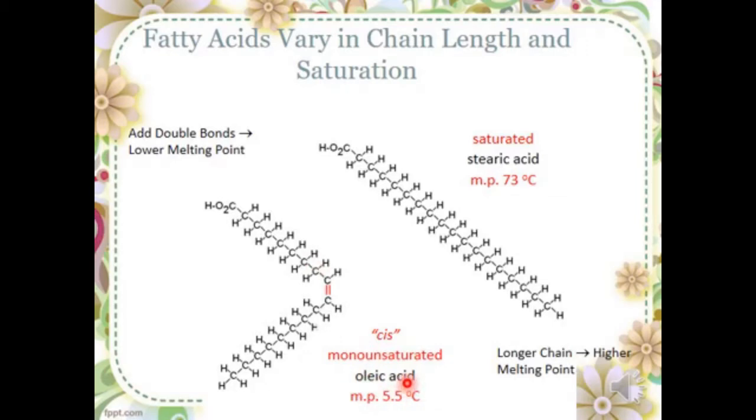So here we can conclude that if the double bond increase, the melting point will decrease. So as there are more double bond, the melting point become lower. Okay, if we want to compare between saturated fatty acid, the longer the chain, the higher the melting point would be.